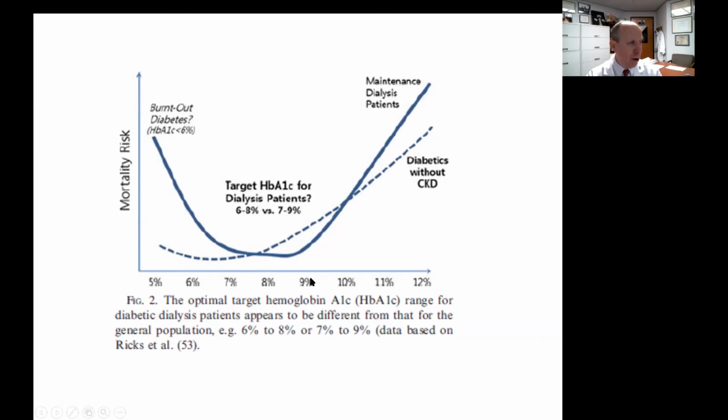And this was their curve where they felt there was a sweet spot in dialysis between about 6 to 8 or 7 to 9, where they saw the best survival. And if you have low A1C or very high A1C, there were poorer outcomes on survival.